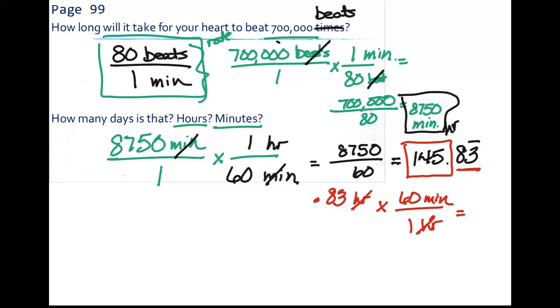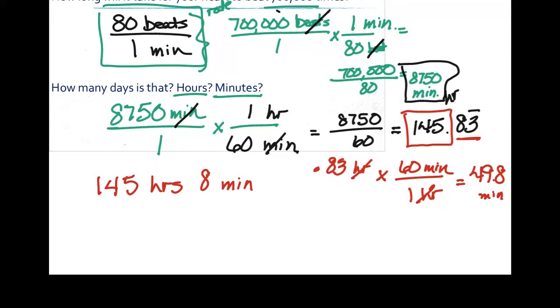0.83 times 60. Is that going to be less than 60 or more than 60? Less. Okay, so we're going to say 49.8 minutes. So right now we're at 145 hours and 8 minutes. We're not going to worry about the 0.8 for now. So now let's change my hours into days. 145 hours over 1 times, what's an equivalent ratio for hours to days?